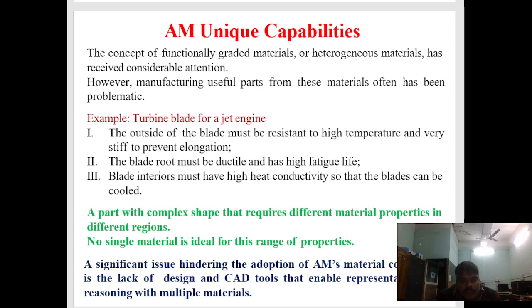A part with complex shape requires different material properties in different regions. No single material is ideal for this range of properties. A significant issue hindering the adoption of additive manufacturing material complexity is the lack of design and CAD tools that enable representation and reasoning with multiple materials.